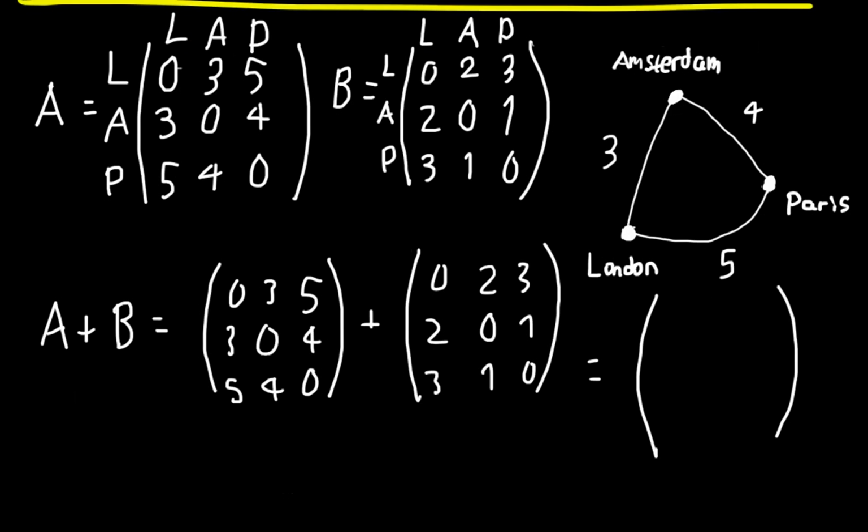So, element 1, row 1, 0 plus 0 is 0, obviously. Then 3 plus 2 is 5. 5 plus 3 is 8. 3 plus 2 is 5, and you get the picture. You get what's going on here. We're just adding element by element, each element to the other element.